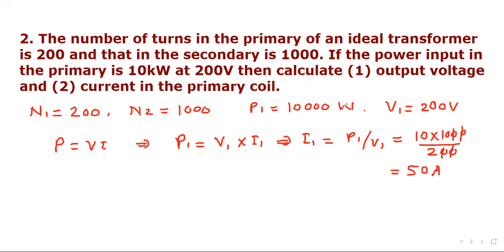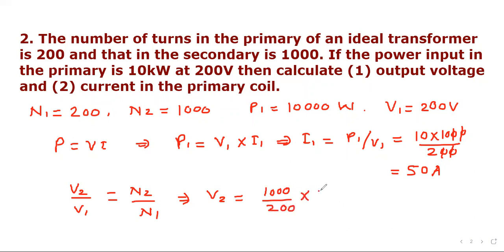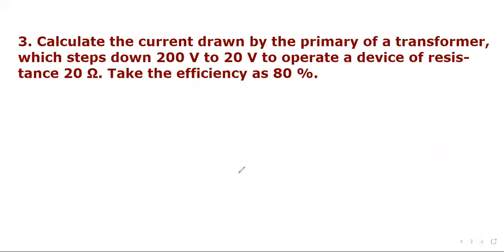Now, after the current in primary, we have to get the output voltage. The output voltage can be found by the formula V2 upon V1 equal to N2 upon N1, that is the transformation ratio. So V2 equals N2 upon N1 times V1. N2 is 1000, N1 is 200, into V1 which is given as 200 volt. From here we get 1000. Now let's go to the next question.